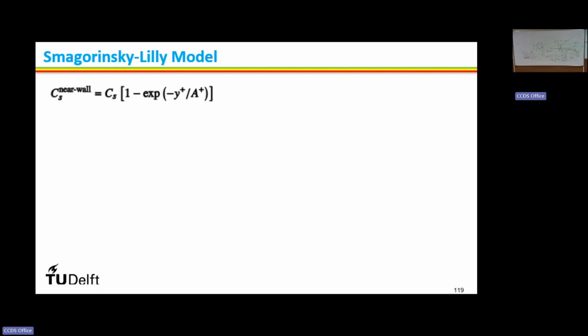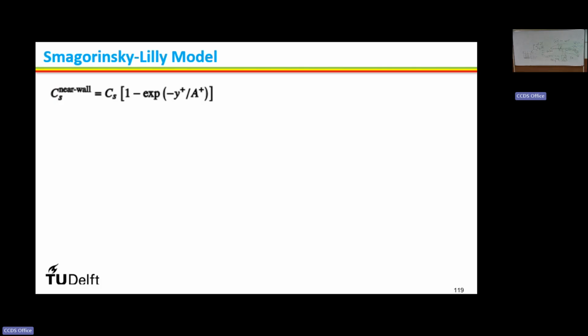So they use some function that is called the Van Driest function, right? This function damps away the CS value close to the wall. So this is a minus exponential function. Suppose y+ is close to 0. What is this? 1. The CS near the wall equals 1.